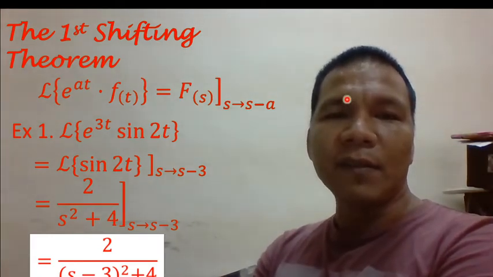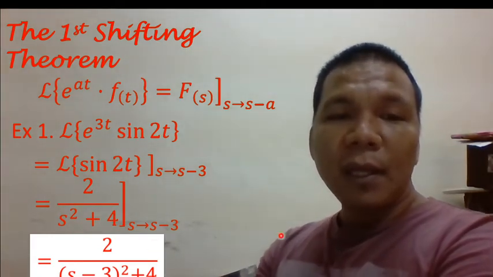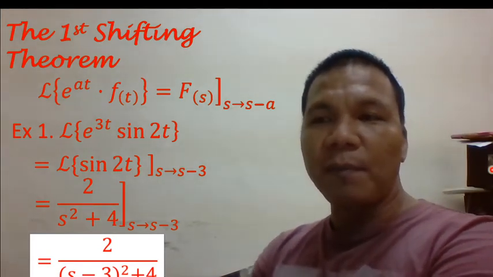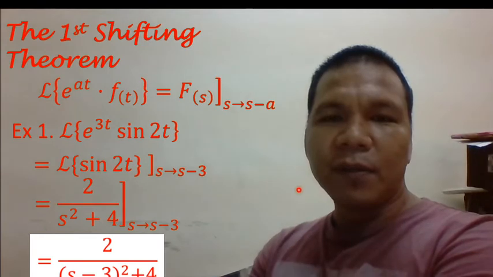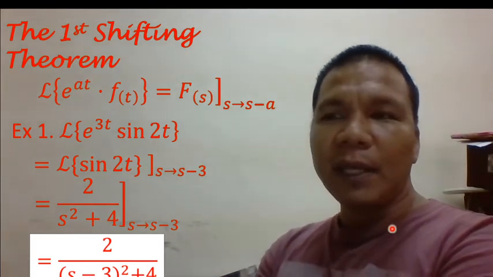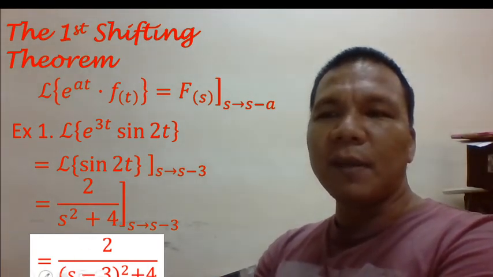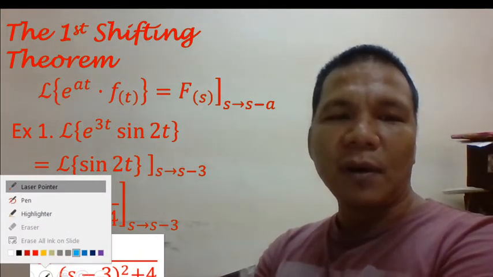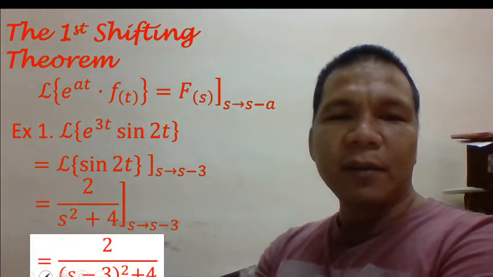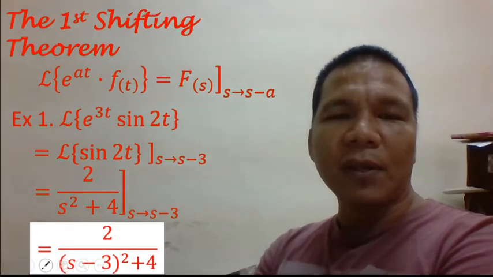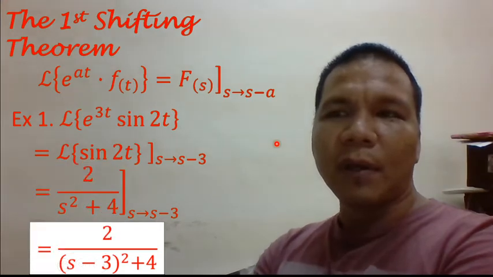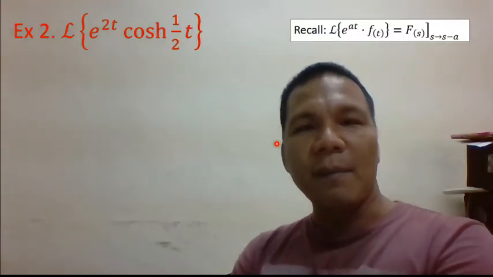The final answer would be 2 all over (s minus 3) quantity squared plus 4. So I think that will be your Laplace transform of a simple function. All right. Now, we will go to our next problem. Okay, we will go to our next example, I mean.